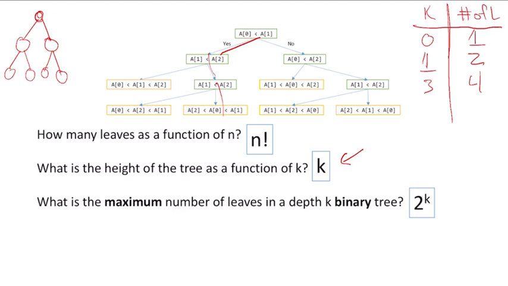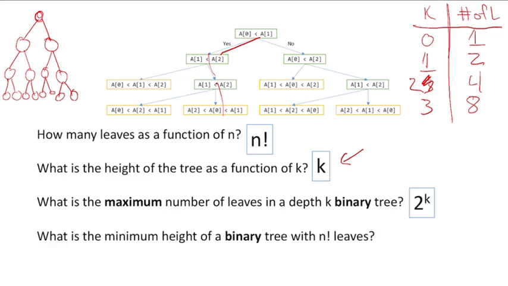And of course somehow I put a 3 here instead of 2 because I can't count. And then one more level, we should end up with 2 to the third, which is 8. So how do I get that? 1, 2, 3, 4, 5, 6, 7, and 8. So the maximum number of leaves in a depth k binary tree is 2 to the k.